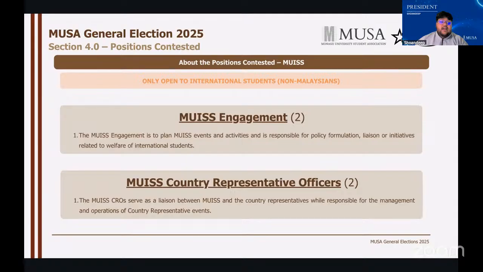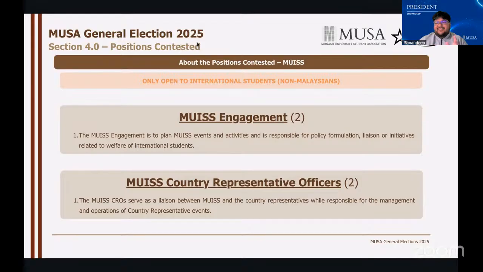Now the next ones are MUIS engagement. Now MUIS engagement is there to plan MUIS's events. They're like their own activities department, which is important not only for engagement, but also for policy formulation, liaison, or initiatives related to the welfare of international students. So it's not just to make sure they're having fun, but to make sure the necessary issues are dealt with accordingly and that information is being spread. An example of an event that MOIS is hosting next week is called Monash Globe. MOIS Globe, I may be mistaken, but you can follow their social media to find out. So these are the kinds of events they do to make sure that the international students are engaged.